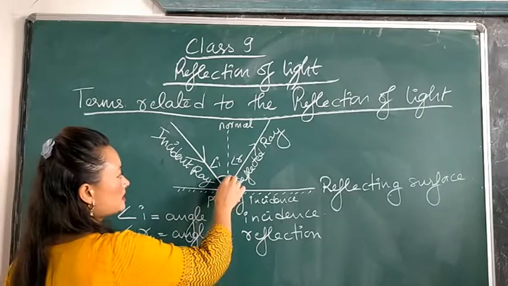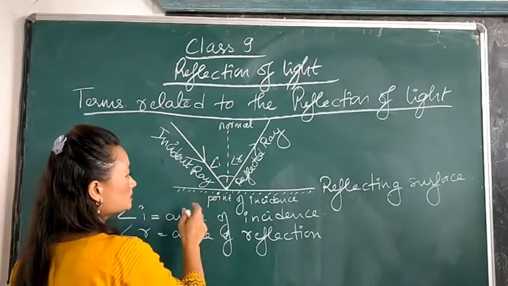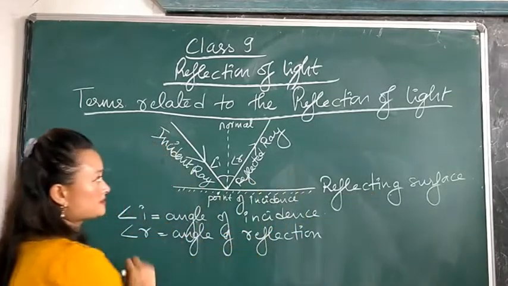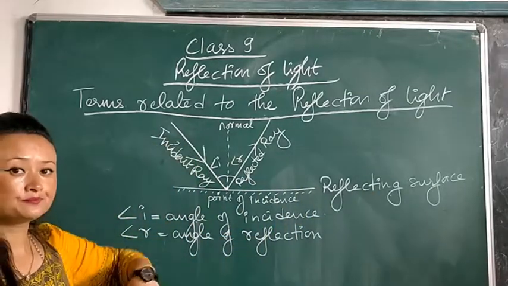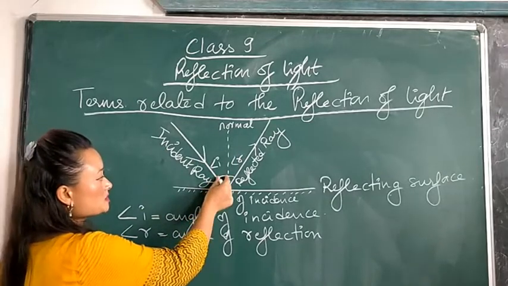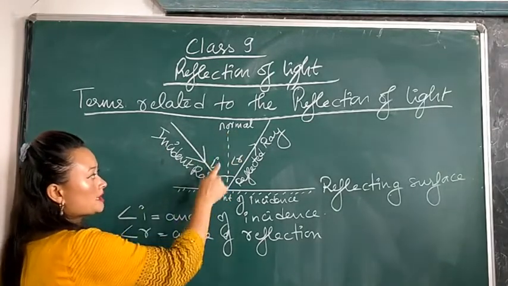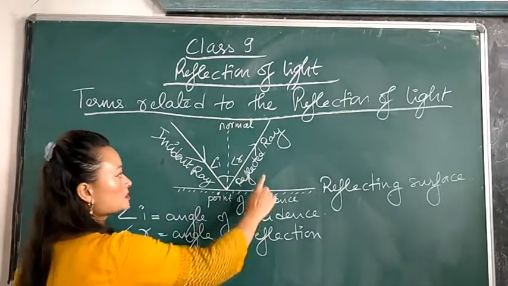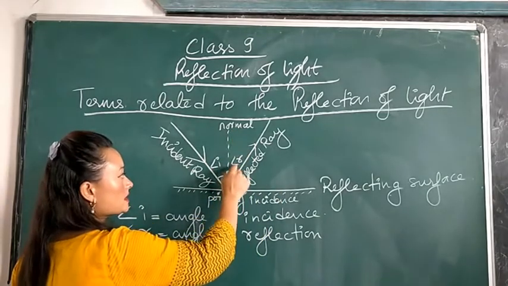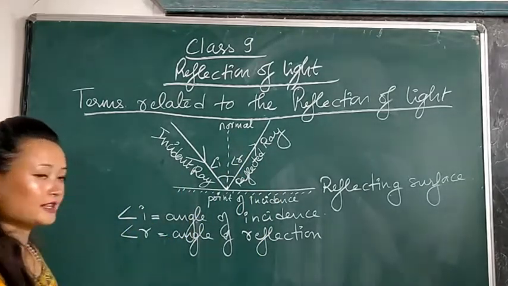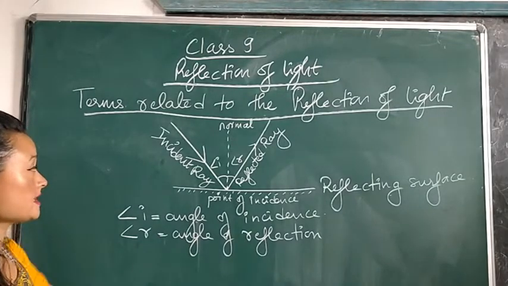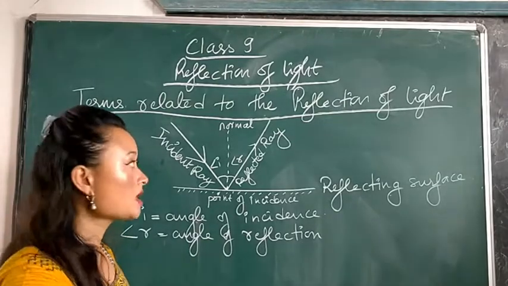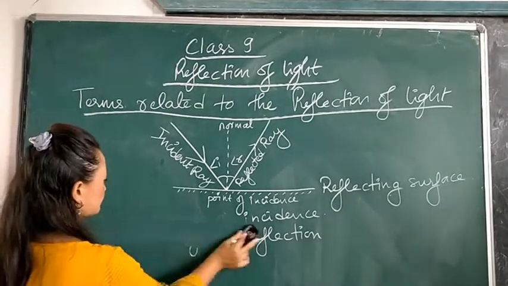Then we draw an imaginary line, which is perpendicular to the reflecting surface. It is called the normal. The angle formed between the incident ray and the normal is called the angle of incidence, and the angle formed between the reflected ray and the normal is called the angle of reflection. Did you understand? I hope you all understood the important terms related to the reflection of light.